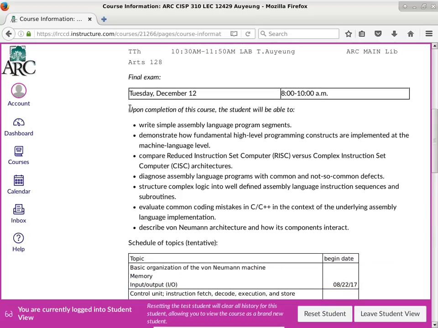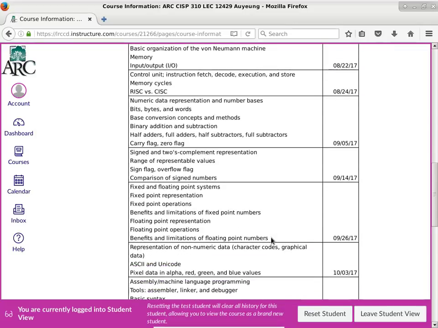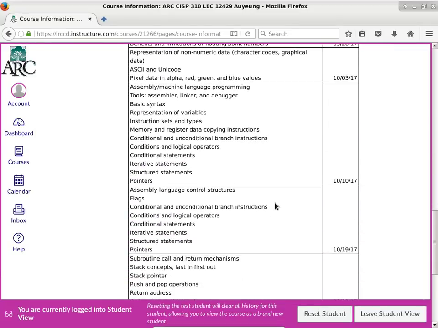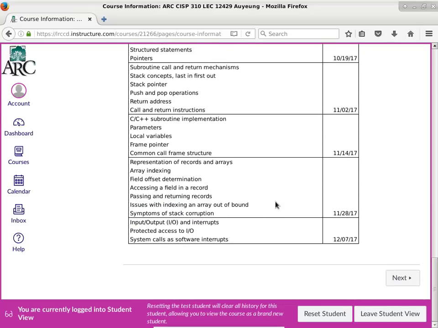This part you cannot see from your schedule because it is pulled from the curriculum of this class. These are the things you're supposed to know how to do, or the competencies that you will have after you have taken this class with a letter grade of C or better. Then we have the schedule of topics. It's only tentative, and I usually do not follow this very closely. It gives you an idea of what kind of topics we need to talk about in this class.